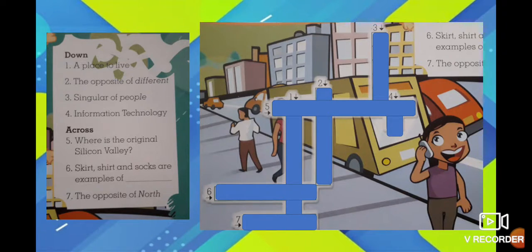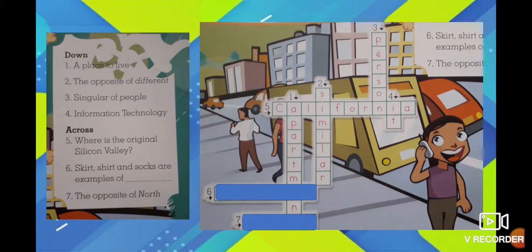Now we review the crossword that we have in our book. Okay, for example, a place to live. This is an apartment. Okay, you know that we have different places for living, but in this case we talk about apartments. The opposite of different in this case is similar. Yeah, the singular of people, person. That means you have a person, one person, and if you have two, three, four, five, and more, these are people. Okay, information technology. What is the abbreviation? IT.